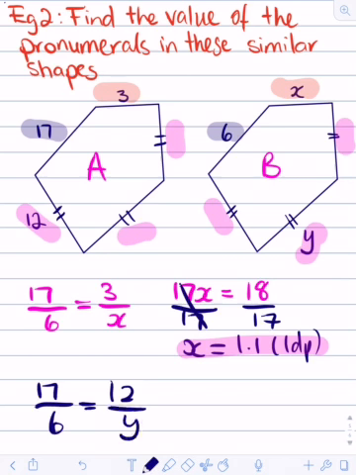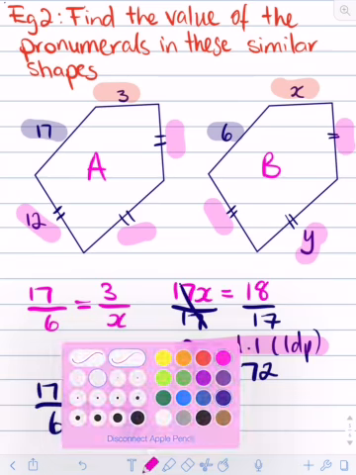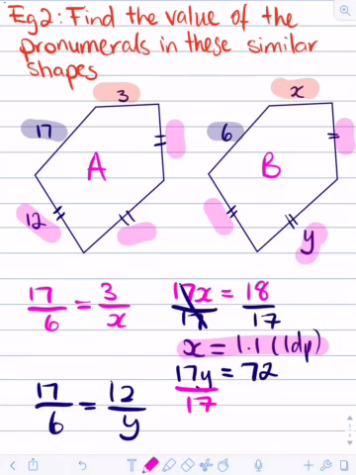Again, we have shape A on top and shape B on the bottom. This then equals 17y equals 12 times 6, which is 72. Dividing both sides by 17 to get it by itself. We know y equals 72 divided by 17, which equals 4.2, 1 dp.